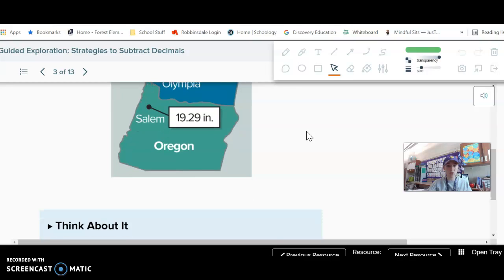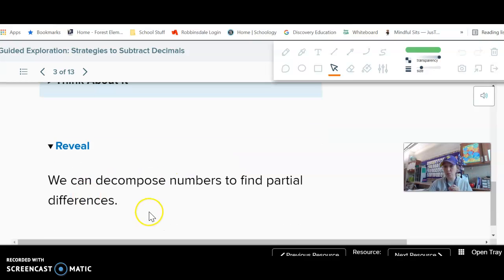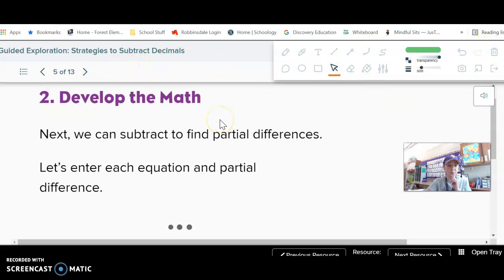So what strategies could I use? Again, we already know 2 of them, grids or traditional. We could also decompose numbers to find partial differences. So go ahead, write that in your notes. We can decompose numbers to find partial differences. Just like partial sums, but this time partial differences. It's a little bit different because we're actually only decomposing the second number, not both of them. All right, I'll show you an example.